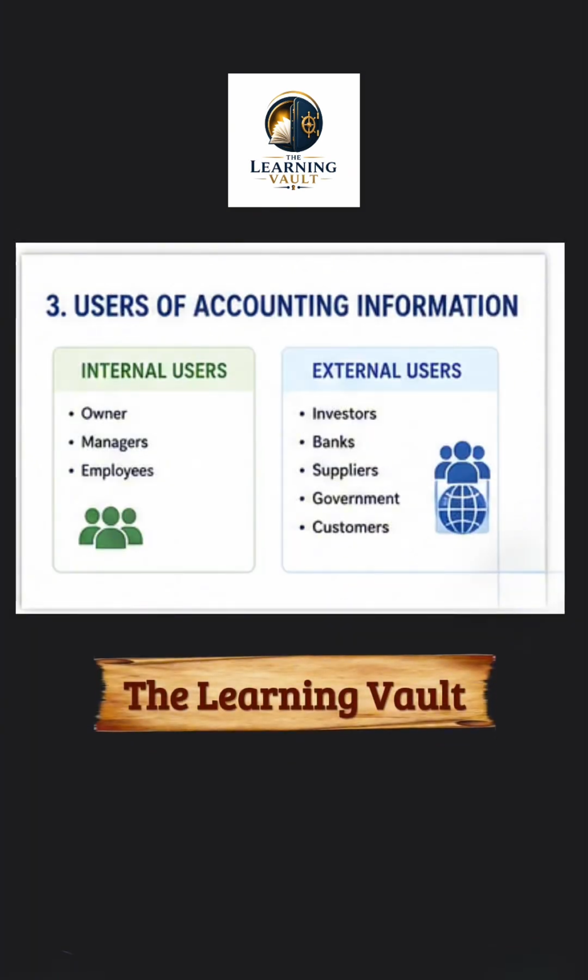Users of accounting information. Who are the users of accounting information? There are two types of users who use the accounting information: the internal users and the external users. Who are the internal users? The internal users who use the accounting information are owners, managers, employees. Who are the external users who use accounting information? The external users are investors, banks, suppliers, government, and customers.